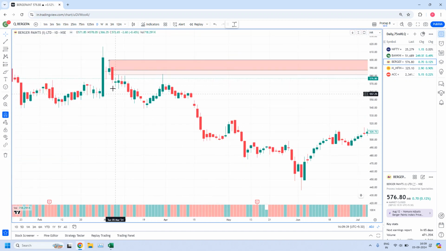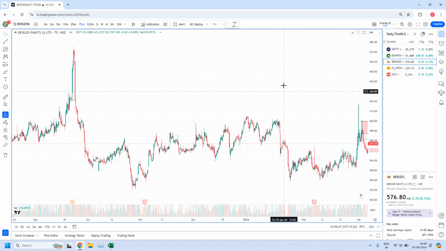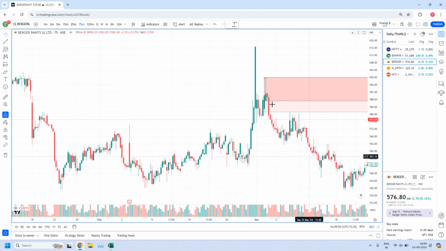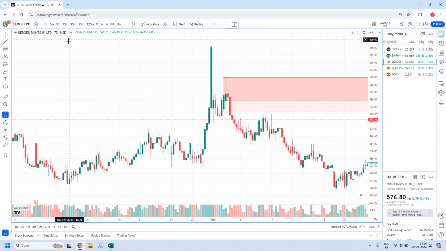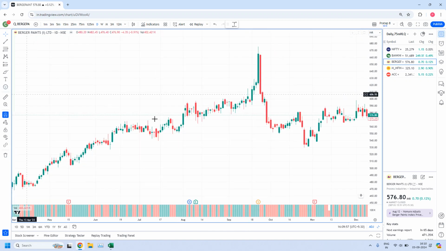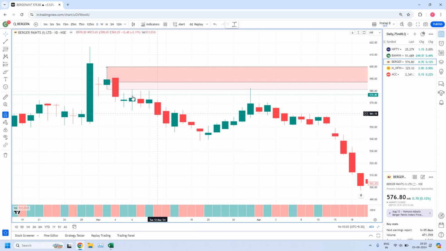Did I make some mistake here? Just a minute, please. Sorry for my mistake. It is not a rally base drop. This is a drop base drop. Oh, I got confused here. So, sorry, this is the drop base.